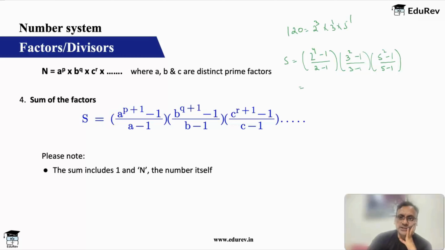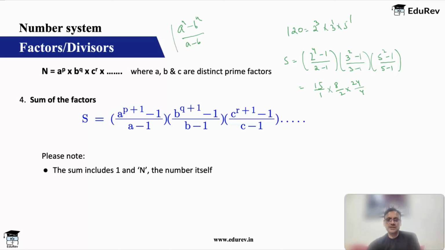So 2 to the power 4 is 16, 16 minus 1 is 15, 15 by 1, into 3 square is 9, 9 minus 1 is 8, 8 by 2, into 5 square is 25 minus 1, 24, 24 by 4. Okay, remember here that the numerator will always be divisible by this, because we had discussed in one of the earlier classes also that a to the power n minus b to the power n is always divisible by a minus b. And 1 has no power. You can assume this power also to be p plus 1. So it is of this format only.